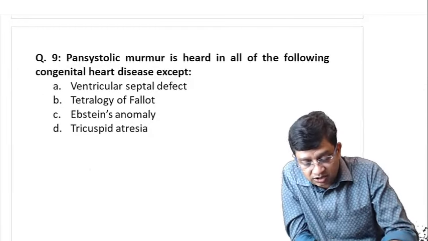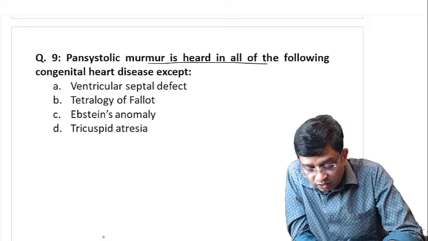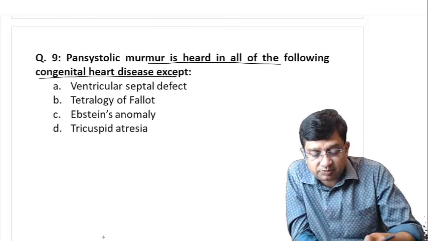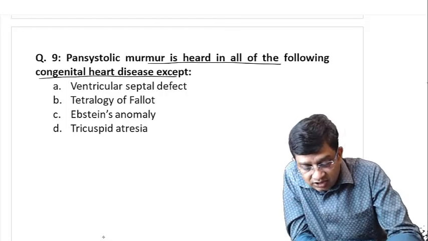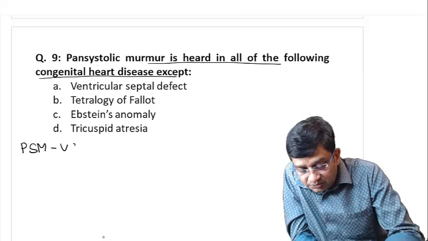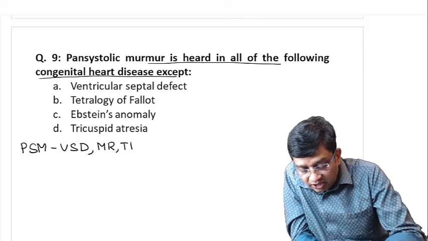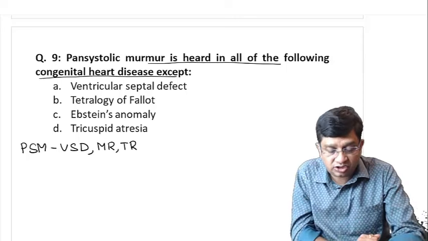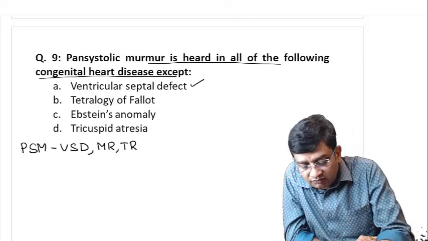Pansystolic murmur is heard in all of the following congenital heart diseases except. Now first is simple, VSD. Pansystolic murmur is present in VSD, mitral regurgitation and tricuspid regurgitation. So of course this will be heard in VSD.